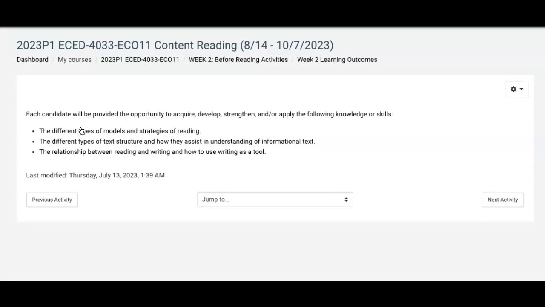By the end of this week, you will be able to speak about the different types of models and strategies of reading, different types of text structure, and how they assist in understanding of informational text, and the relationship between reading and writing and how to use writing as a tool.